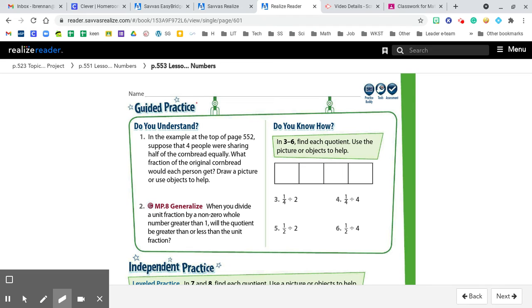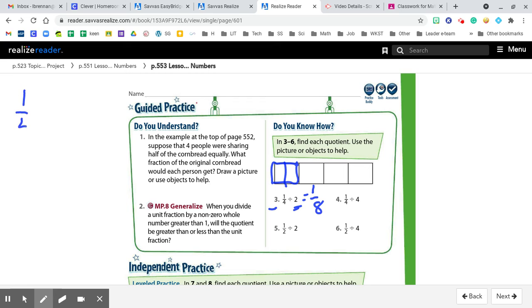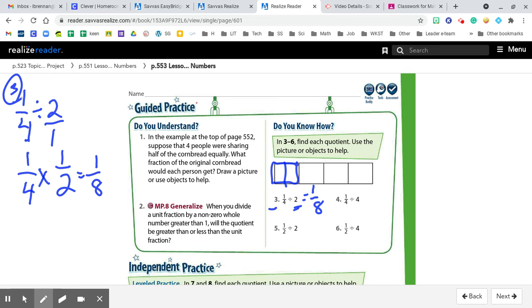And in number 3, 4, 5, and 6, we're going to use the drawing that's pictured to help you out. So for number 3, if I have a quarter, so here I have this quarter, and I want to divide it by 2, I'm dividing it in half. A quarter divided in half is going to equal, what's half of a quarter? It's 1/8. And if I use math, 1/4 divided by 2, 1/4 multiplied by 1/2 equals 1/8. That would be number 3.